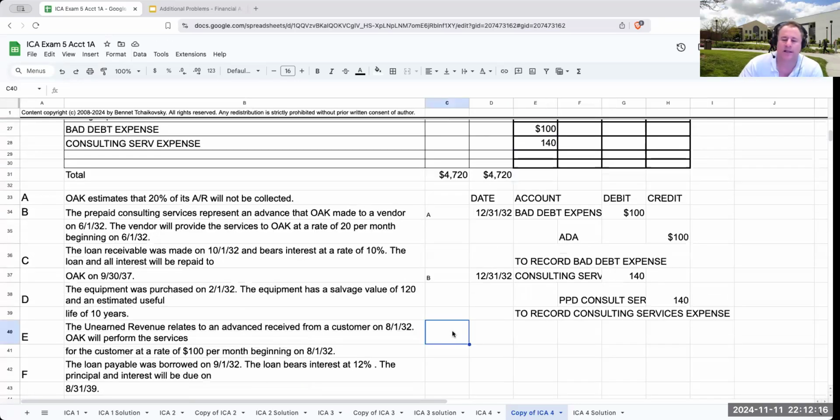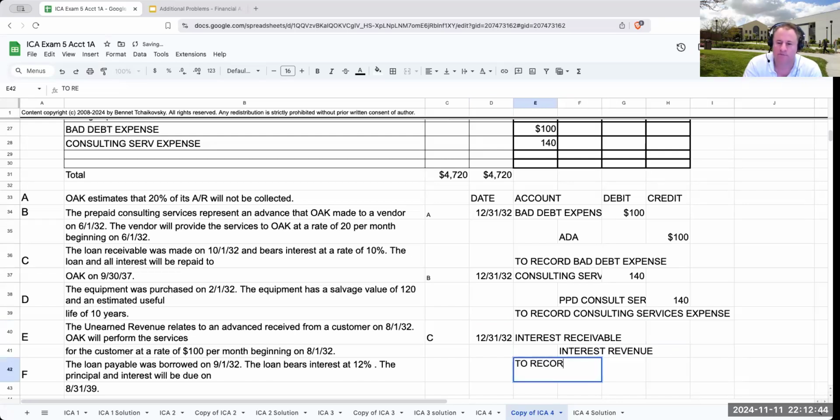Let's go ahead and take a look at letter C. The loan receivable is made on 10/1/32 and bears interest at a rate of 10%. The loan and all interest will be repaid to Oak on 9/30/37. So let's go through over here. So 12/31/32. When I loan money to somebody, I'm going to have a debit to interest receivable, and I'm going to credit interest revenue. Okay, this is always the way we go through and record this.